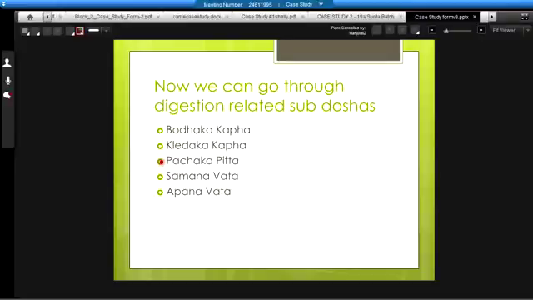So ask them about the quality of their digestion and how their digestion is. And then Samana Vata is responsible for the assimilation and the distribution of those nutrients, and then Apana Vata, so the elimination. Again, we'll go through this form later, the form itself.